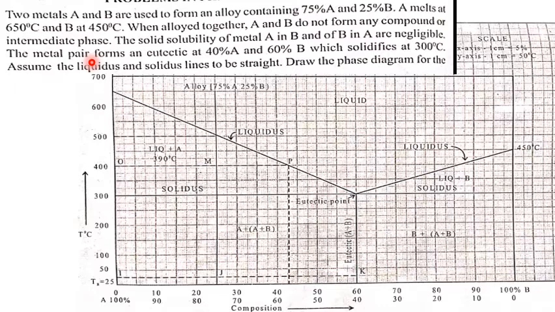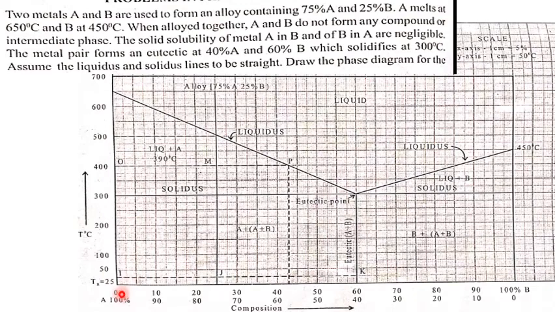So we need to assume them as a straight line. Okay, so first thing we need to do is decide a scale. On the x-axis, 1 centimeter or 1 unit is equal to 5%. So 5, 10, 20 like that, 100% B, so 100% A, 95, 90 like that to the 0. And on the y-axis, 1 centimeter is equal to 50 degrees Celsius.